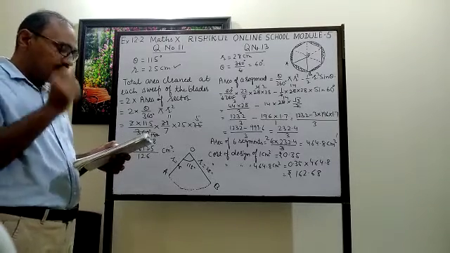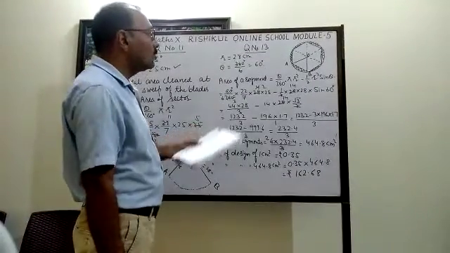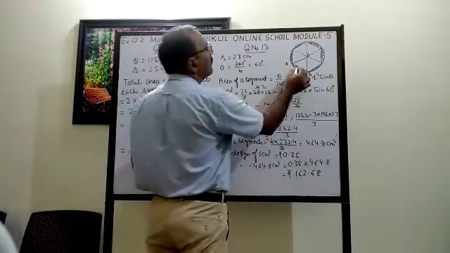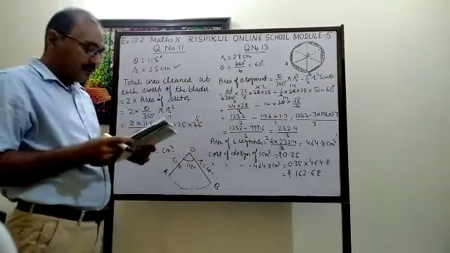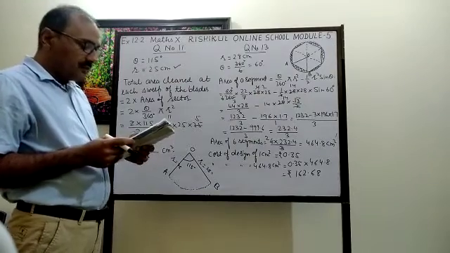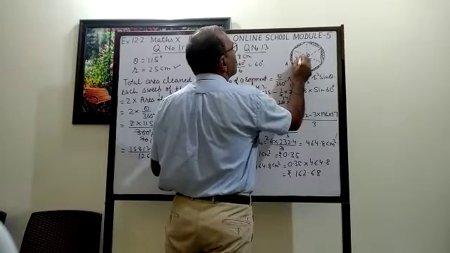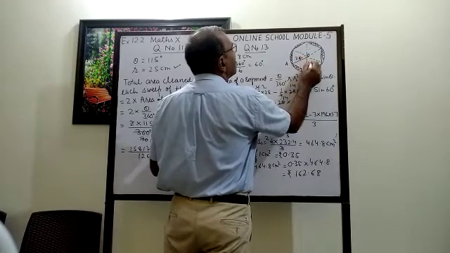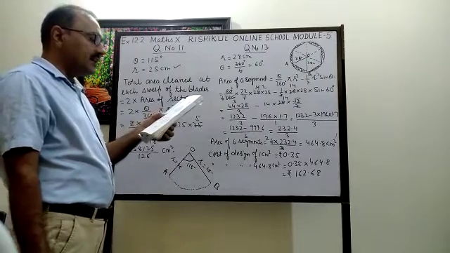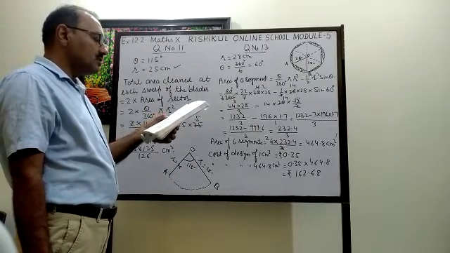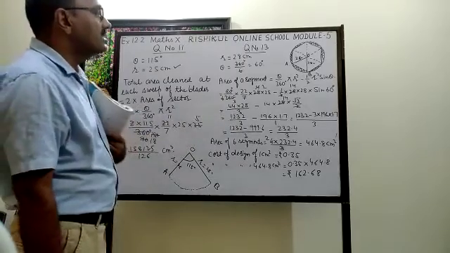This is very easy. Question number 13: a round table cover has 6 equal designs like this. 1, 2, 3, 4, 5, 6. They are equal width. Try to understand. If the radius of the cover is 28 centimeter, this is 28 centimeter, this is also 28 centimeter. Find the cost of the making of the design at the rate of rupees 0.35 per centimeter square. Use root 3 equal to 1.7.